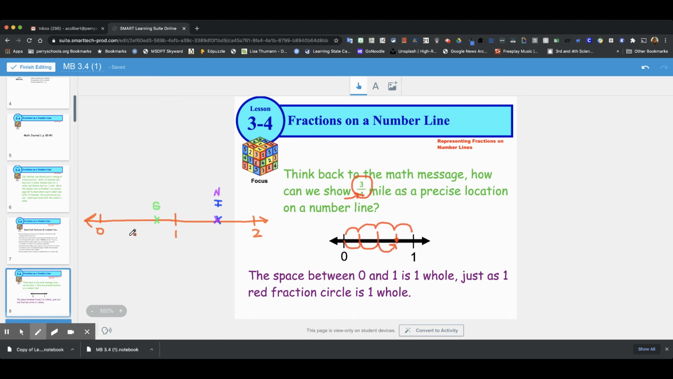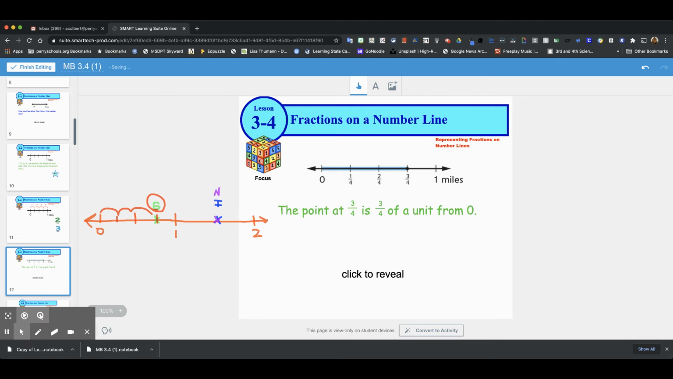And you'll look over here on this number line. I did try my very best to get that the best place possible. You can see that 1, 2, 3/4 is where I put G. So on this slide, you can see that it says the point at 3/4 is 3/4 of a unit from 0. So if we go to 0, we move 3/4 that way. That is where the point is.